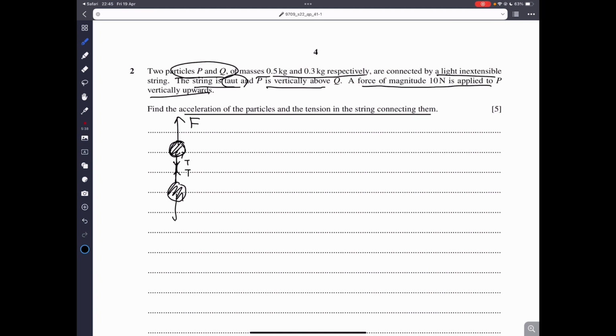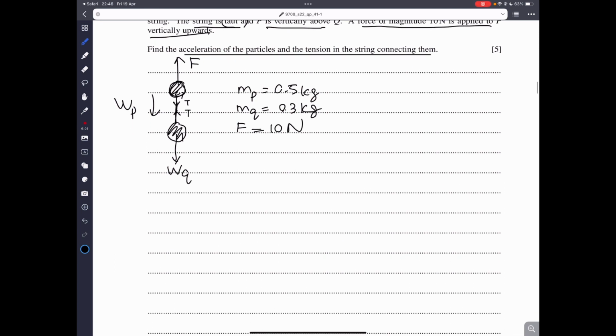And here we have the weight of Q and the weight of P to consider as well. The mass of P is given as 0.5 kilograms, the mass of Q is 0.3 kilograms, and the force applied is 10 newtons. We have to resolve it in separate parts. So how do we resolve it? We're going to resolve for P and we're going to resolve for Q.